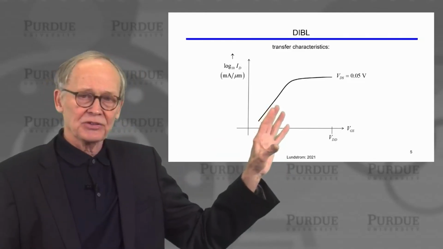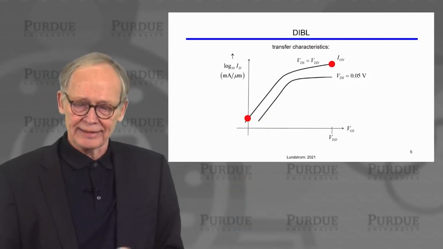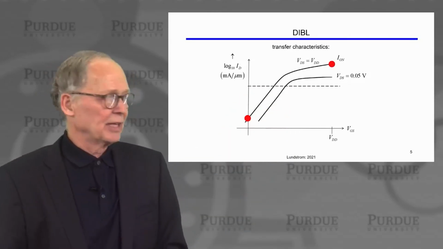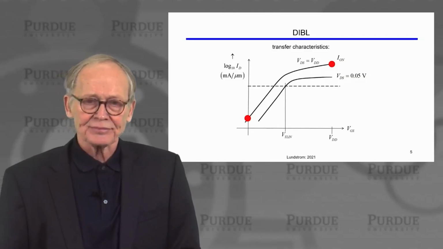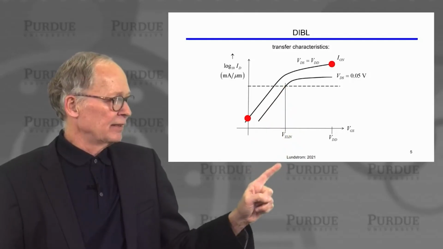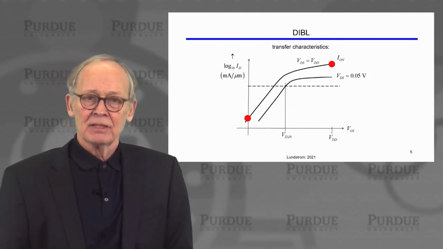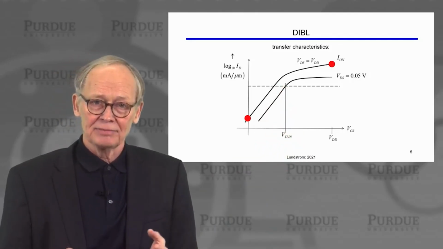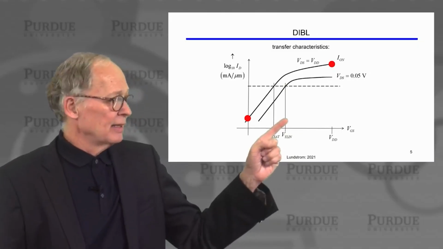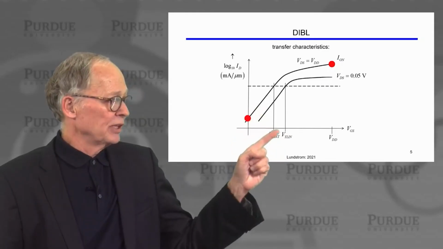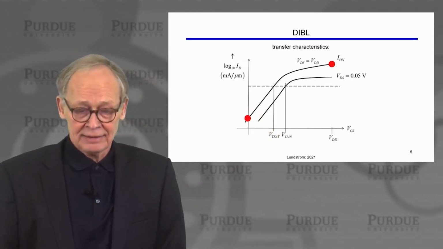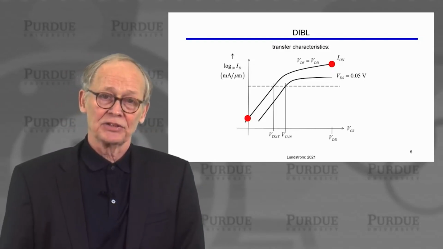If we have an IV characteristic at a low drain to source voltage like this, and at a high drain to source voltage that looks like this, you'll recall that we pick a fixed current. We can see that at that fixed current, it takes some gate voltage to achieve that current. We would call that the threshold voltage in the linear regime. At a higher drain voltage, that same current is achieved at a lower gate voltage. So we would call that the threshold voltage in saturation.